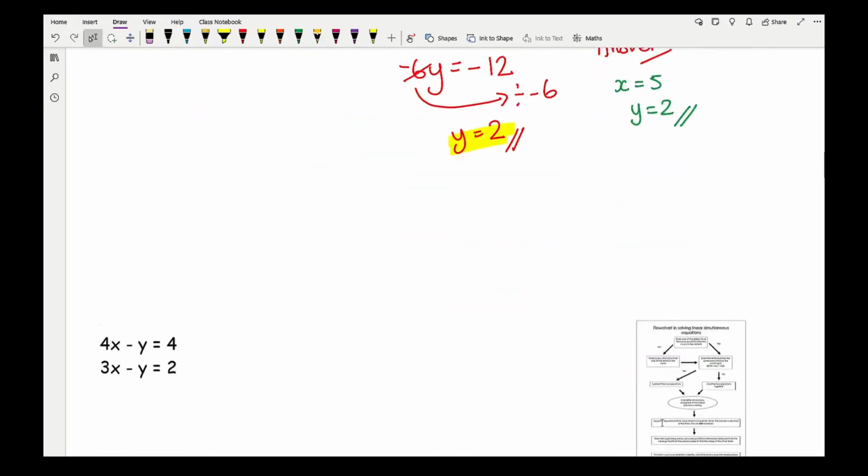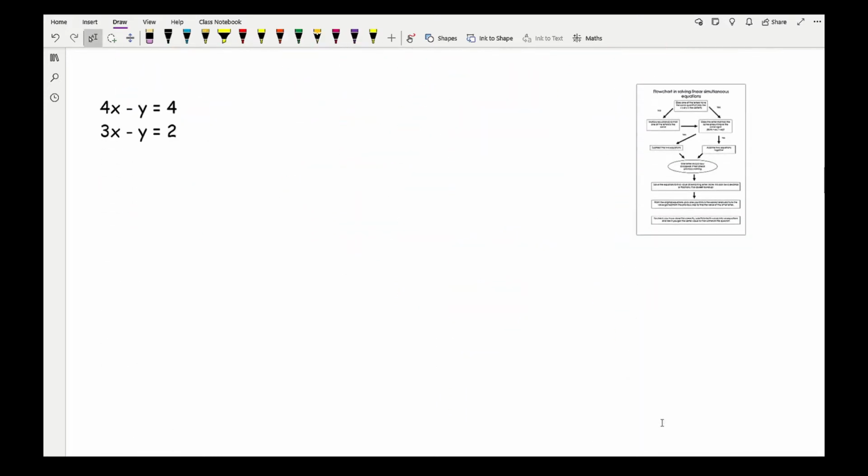So let's move on to the next question. Again here, ask yourself, have we got the same number of x's? No. Have we got the same number of y's? Yes, because I've got one y. Are the signs of the y's the same or are they different? Well, they're the same. So what I need to do is take away the two equations.